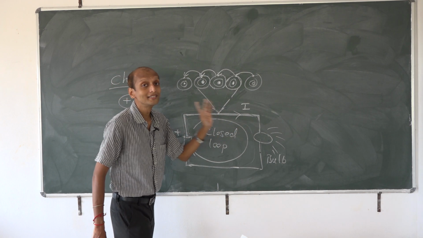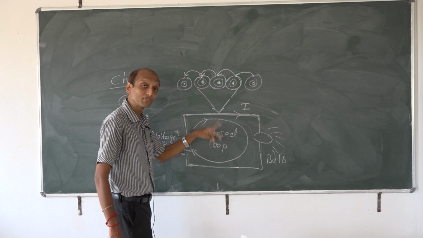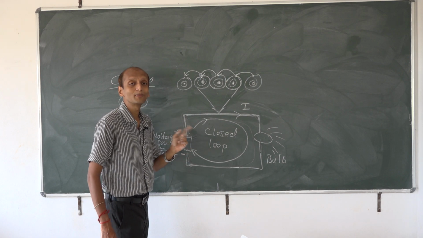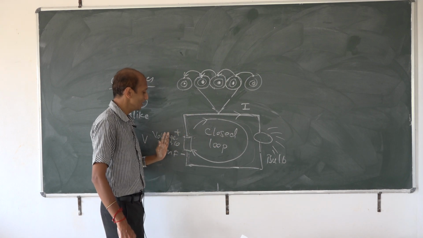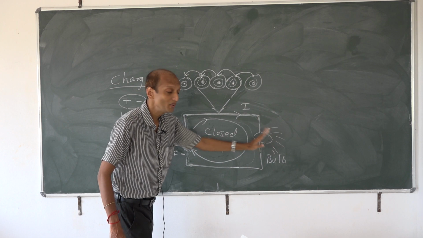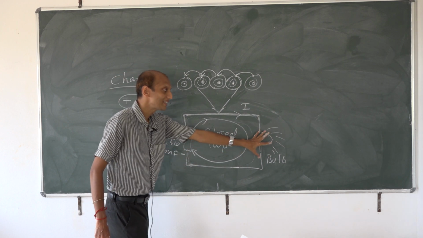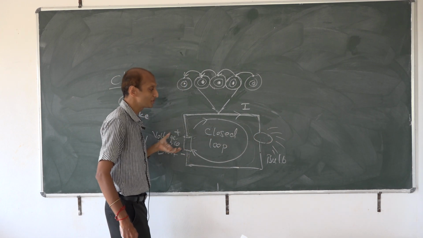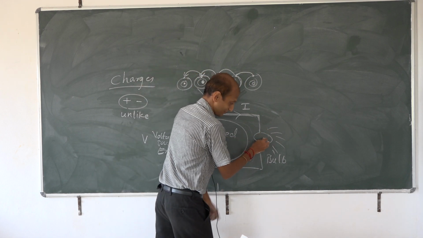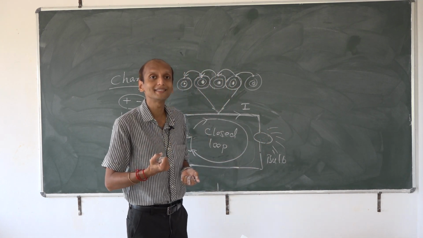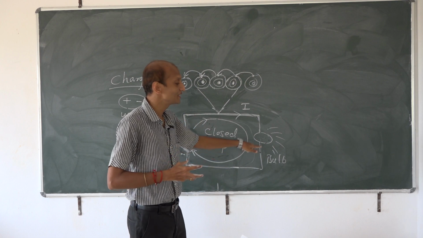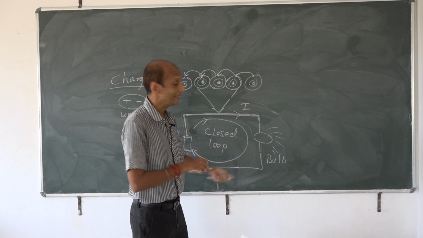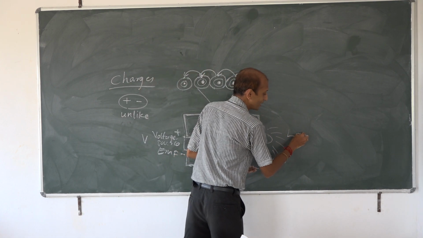Our task is getting done because of the flow of charges. That means what? It is nothing but the flow of current. So current will be flowing from source to load. The bulb, which is the thing utilizing the current, is called what? Load, we will call it.